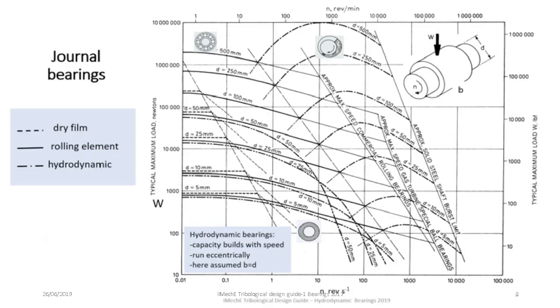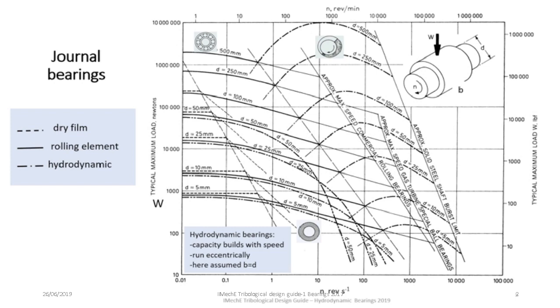A rather busy slide, but one which compares the load speed characteristics for three types of journal bearings: dry bearings, rolling elements and hydrodynamic bearings on axes of rotational speed n plotted horizontally and load W vertically. We're going to express rotational speed in revolutions per second. Whenever you look up rotational speed, be careful about the units. These might be in revs per second, radians per second, or even RPM.